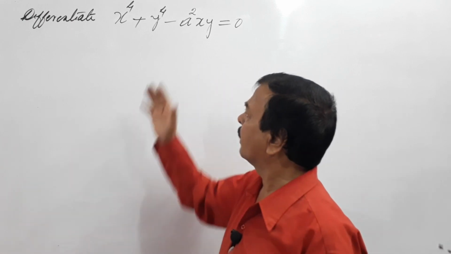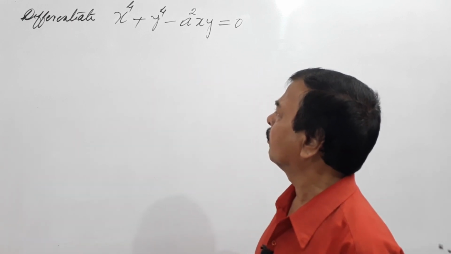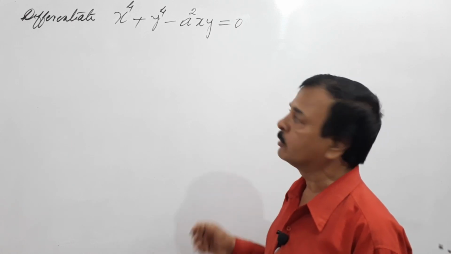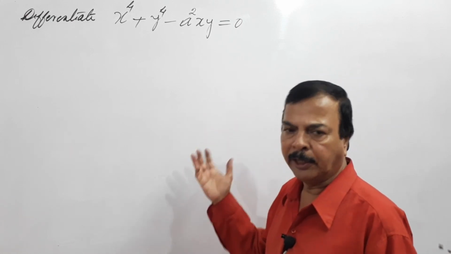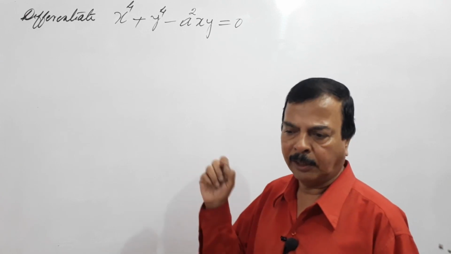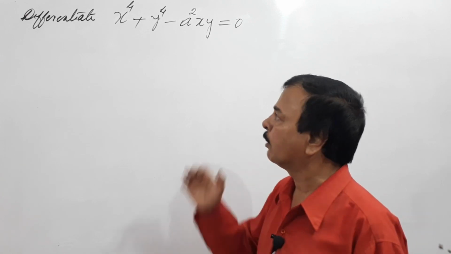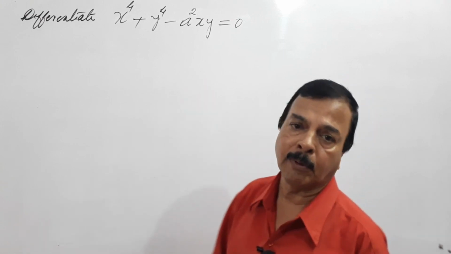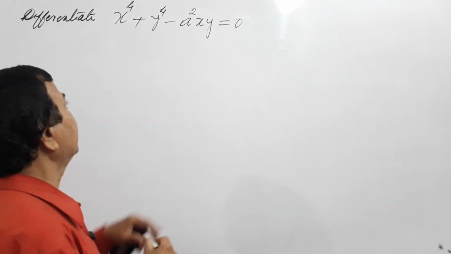So dear students, we have one more problem. x to the power of 4 plus y to the power of 4 minus a square xy equals 0. It's a very simple problem. I didn't have to do this, but anyway, I feel there might be some students who have not understood properly. For the benefit of those students, I'll do this problem. So we have been asked to differentiate this.